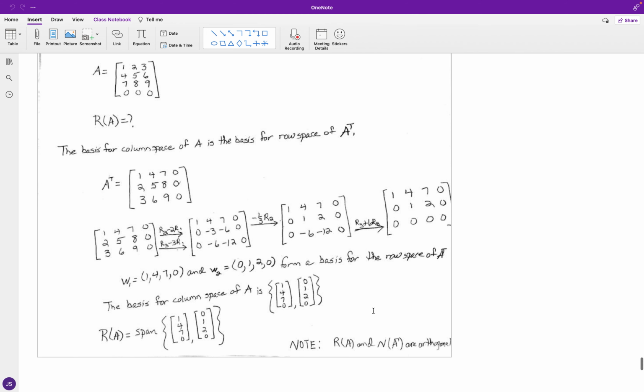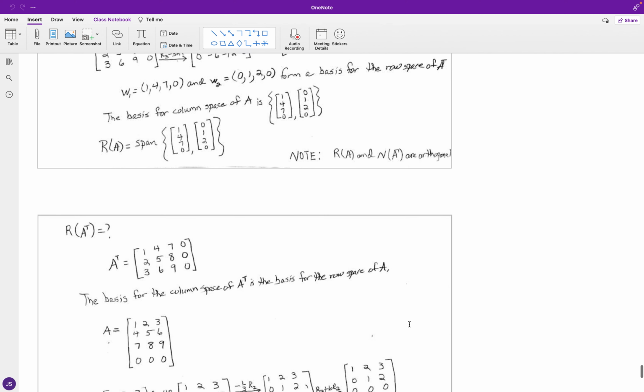So the basis for the column space of A, if we arrange the numbers vertically, spinning off from W sub 1, we have the vector consisting of 1, 4, 7, 0, and from W sub 2, the column vector consisting of 0, 1, 2, 0, and the basis is going to be that set. For the column space of A itself, it'll be the span of that entire set. And note, both the column space of A and the null space of the transpose of A are going to be orthogonal to each other.